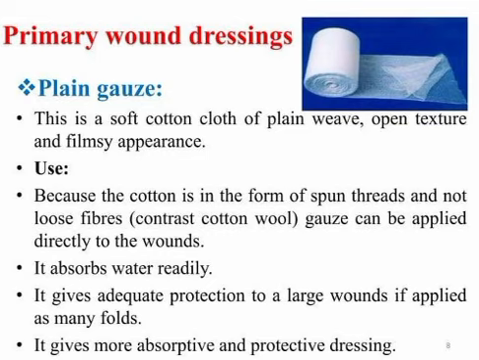It is woven in the form of spun threads, not loose fibers. Mainly cotton wool is used, and it has full absorptive capacity and absorbs water easily. It gives adequate protection to large wounds, and it gives absorptive and protective dressings. So plain gauze is a soft plain cloth-like structure, made up of cotton or woolen threads or spun threads.